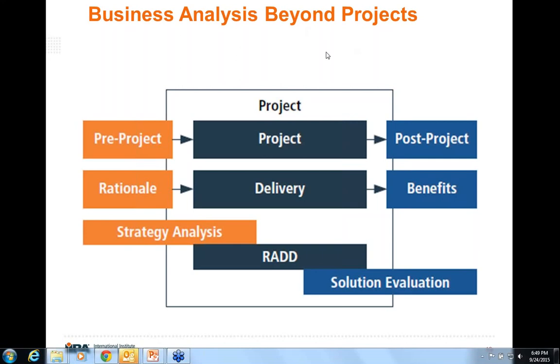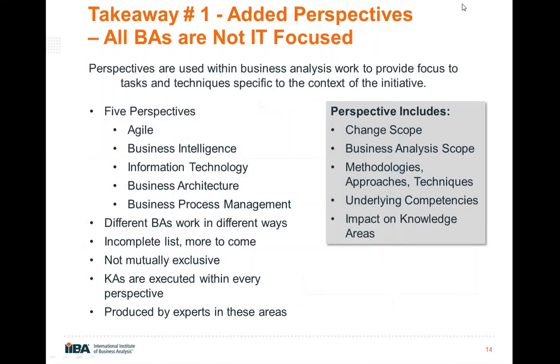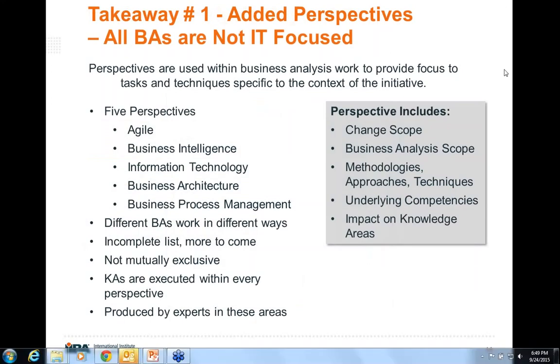So let's talk about 6 key takeaways that you need to remember when you're looking at version 3, right? Let's look at the first one. And I really like this one. That's why I have put this as the number 1 takeaway for me. We've added something called perspectives. So imagine a situation where you are applying business analysis or the body of knowledge in different situations like business intelligence or agile or business architecture or business process management.